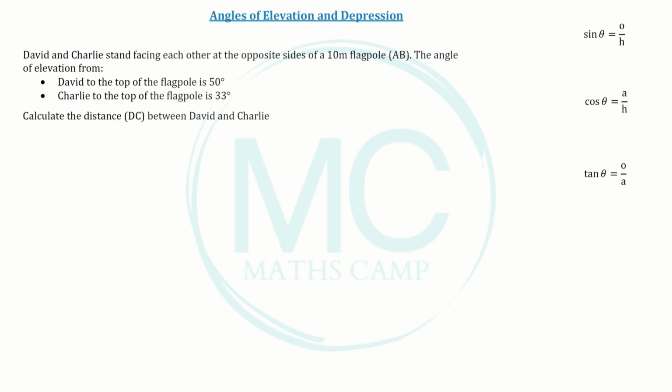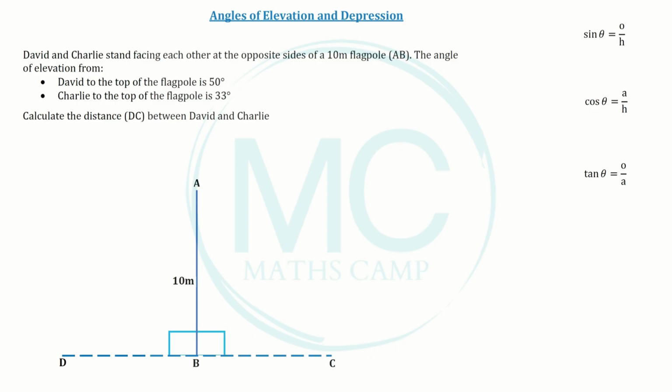Let's start by drawing the ground that David and Charlie are standing on. Let's say that David is standing on this side and Charlie is standing on this side. Between them is a flagpole. So let's draw a vertical line and call it AB. The question tells us the pole is 10 meters long. So let's make a note of this on our diagram. The flagpole is perpendicular to the ground. So we can draw a 90-degree angle over here and another one on this side.